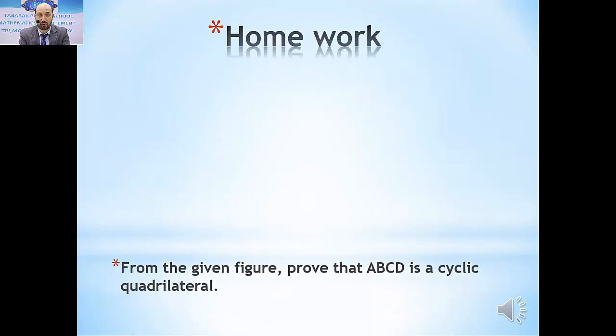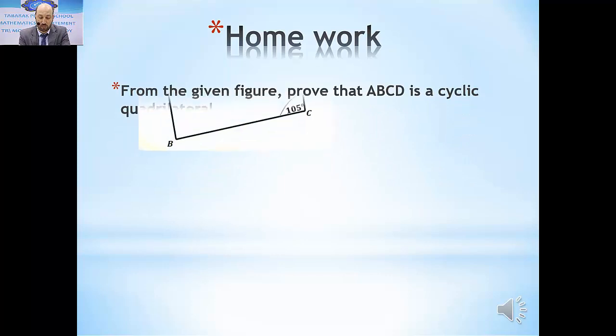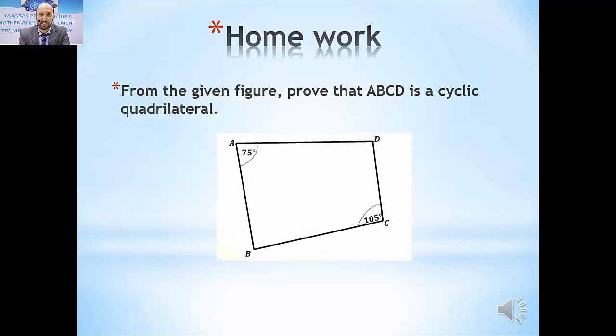And now for the homework. From the given figure, prove that ABCD is a cyclic quadrilateral. The same idea: we are going to find the opposite angles. The sum of the opposite angles will be 180. You have to do it yourself, and we will see it when we return to our private school.